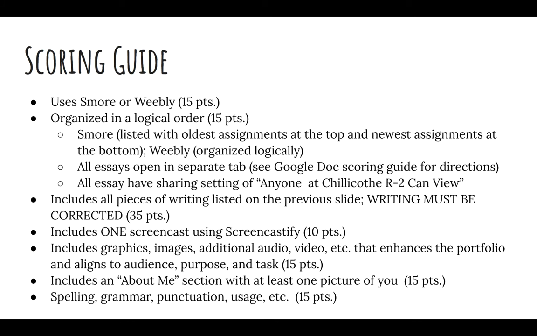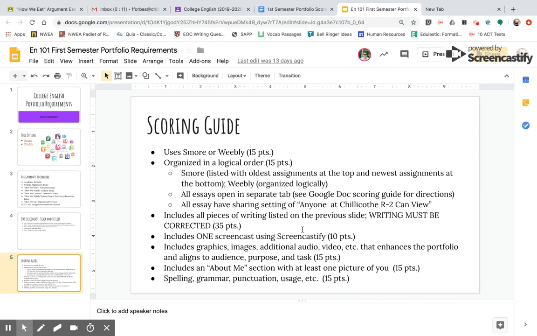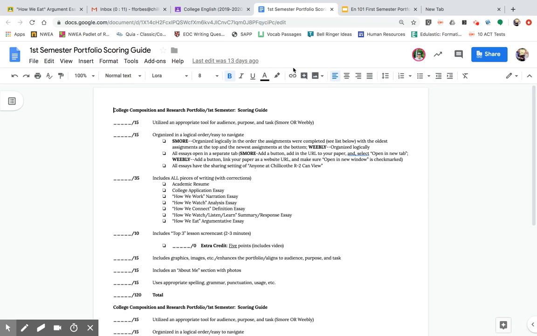Okay, now this is the scoring guide, but all of this information is also on this doc for the first semester portfolio scoring guide. So you are using an appropriate tool for audience, purpose, or task, so that's either Smore or Weebly. Everything is organized in a logical way, in the order the assignments were completed, with the oldest assignments at the top and the newest at the bottom. And I'm assuming most of you will use Smore.